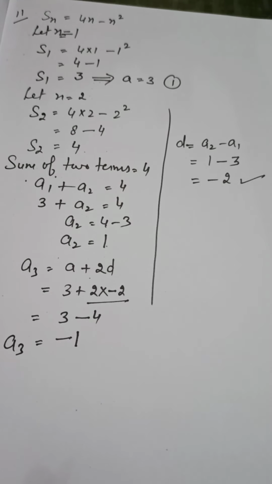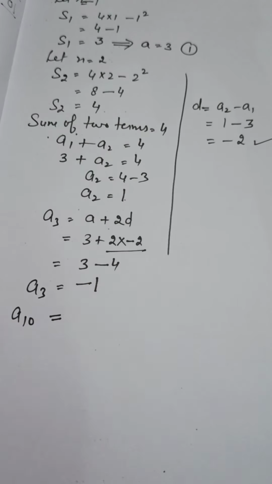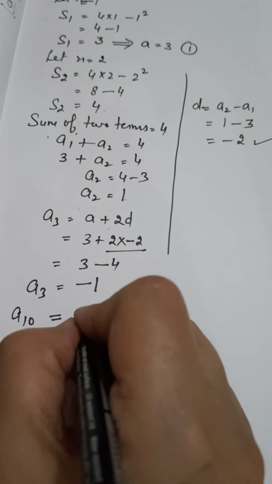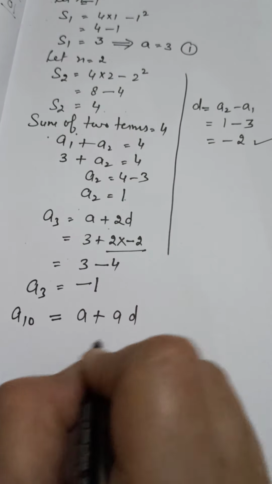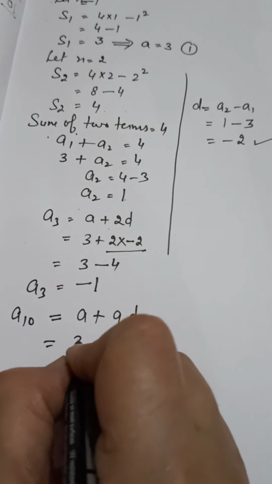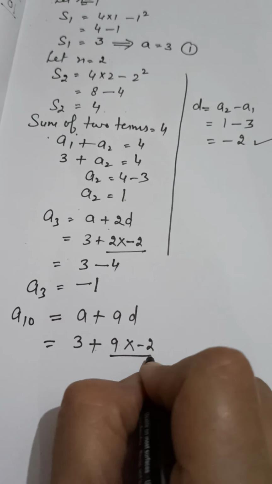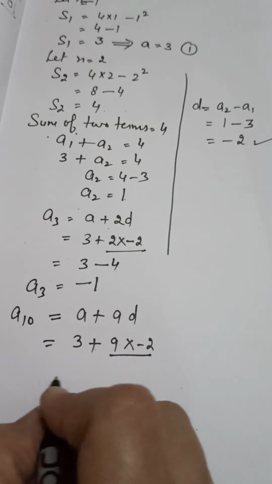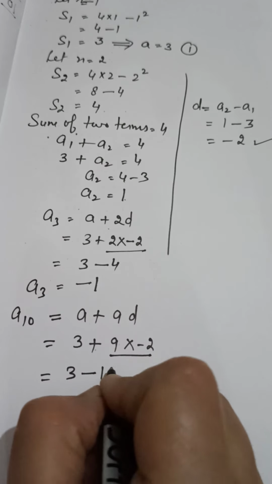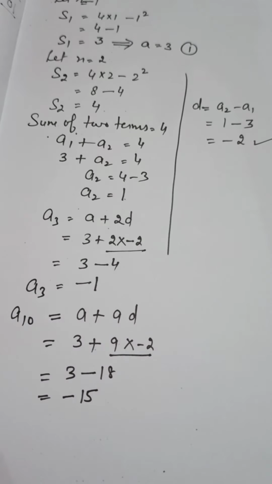Now next, the 10th term. 10th term means you have to find A10. A10 is equal to a plus 9d. a is 3 plus 9, d is minus 2. We will multiply these. 3 minus 18. We get minus 15. A10 is equal to minus 15.